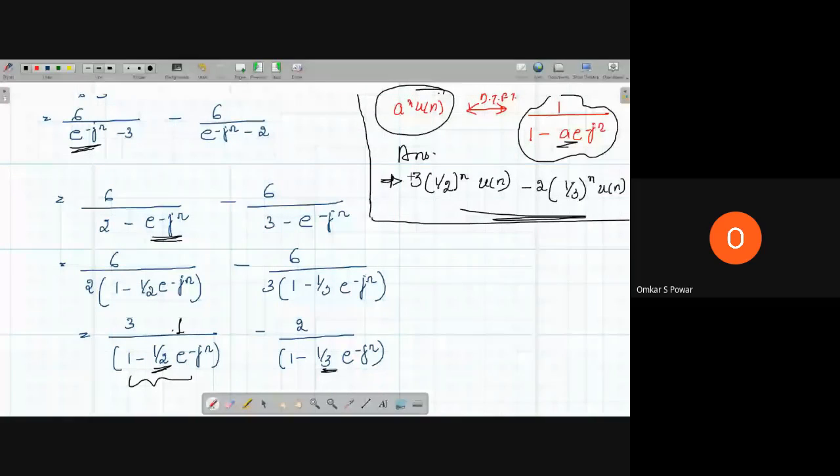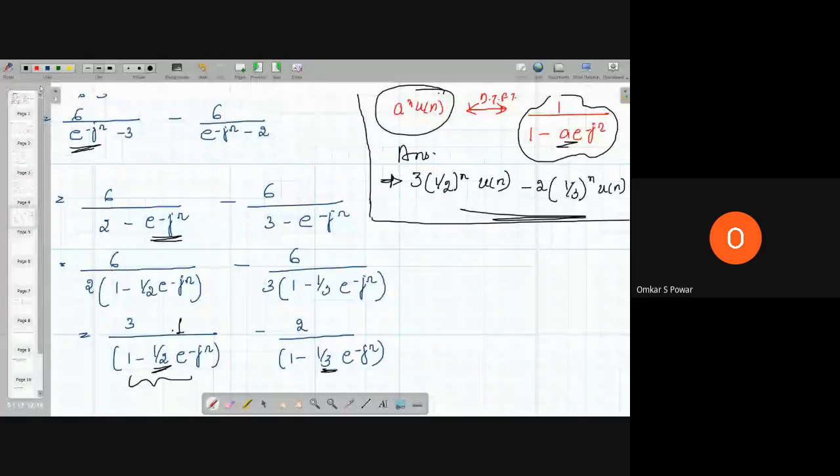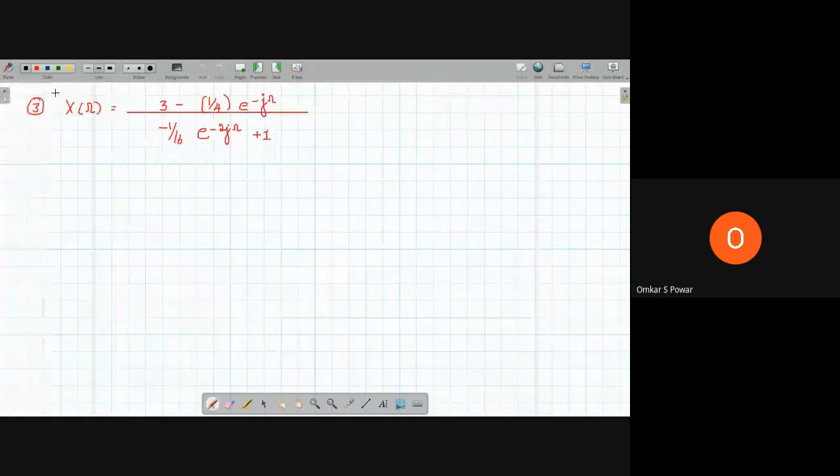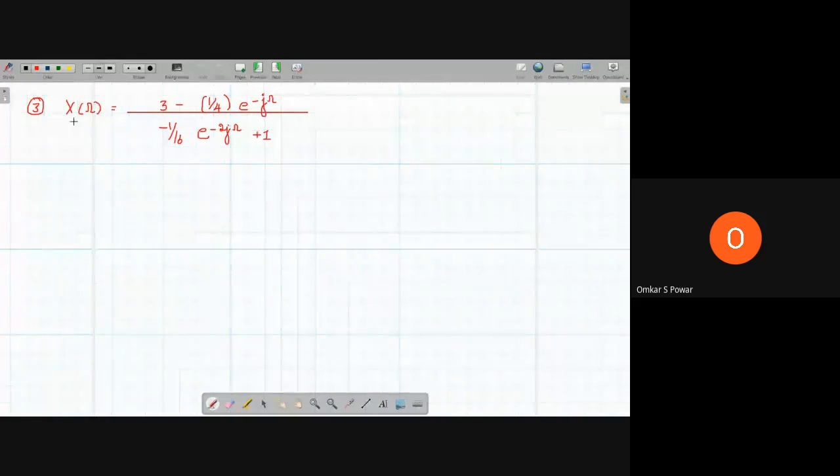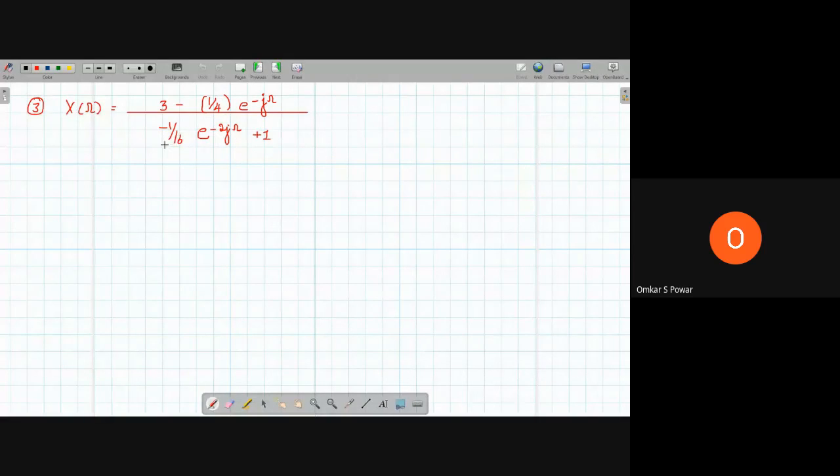Okay. So based on that, one homework problem for you. The question here is X of omega is equal to 3 minus 1 by 4 e power minus j omega, divided by 1 minus 1 by 16 e power minus 2 j omega plus 2.